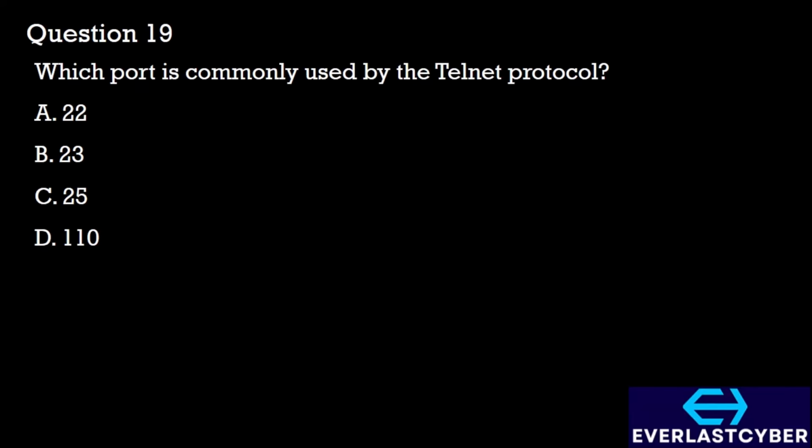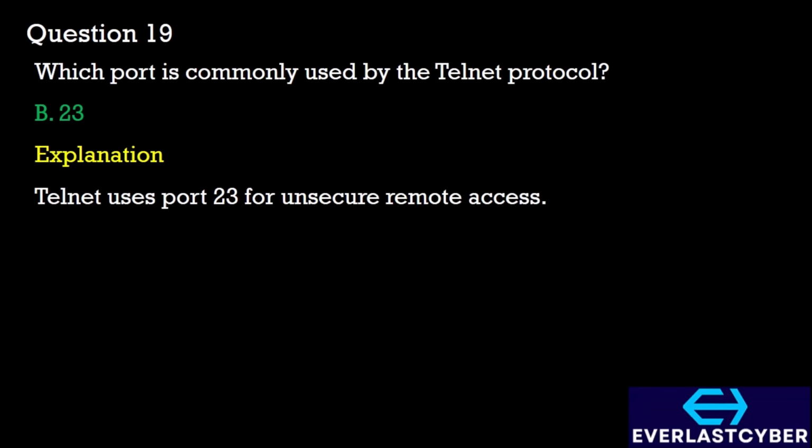Question 19. Which port is commonly used by the Telnet protocol? A. 22, B. 23, C. 25, D. 110. The answer here for Telnet is option B, port 23, which is used for unsecure remote access.